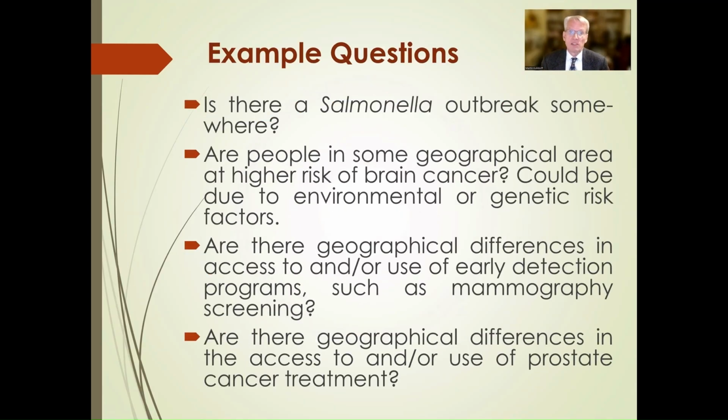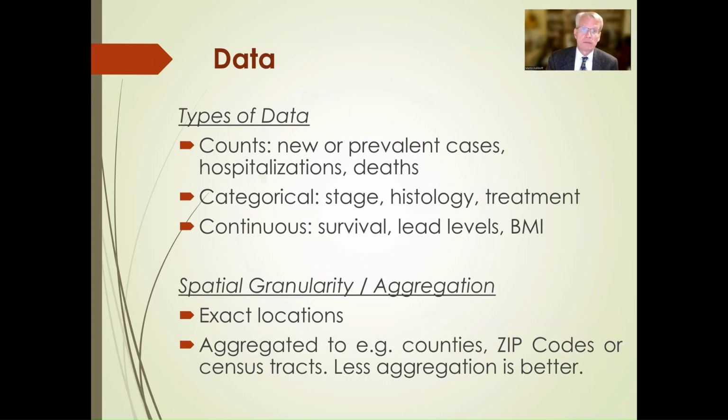Some example questions: is there a salmonella outbreak somewhere? Are people in some geographical area at higher risk of brain cancer, which could be due to environmental risk factors or genetic risk factors? Are there geographical differences in the access to or the use of early detection programs like mammography screenings? Or are there geographical differences in the access to and the use of prostate cancer treatment? So those are some sample questions for geographical disease surveillance.